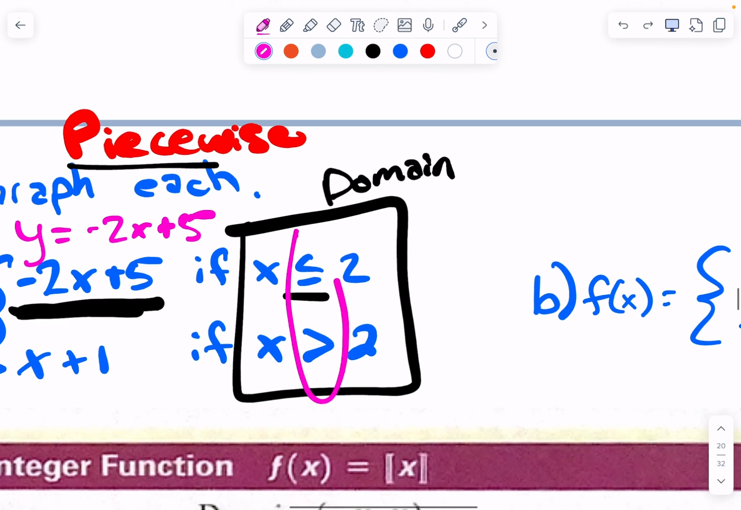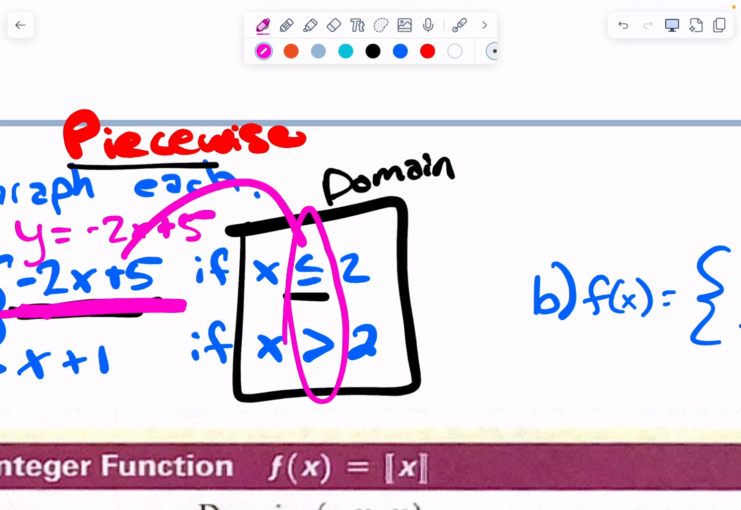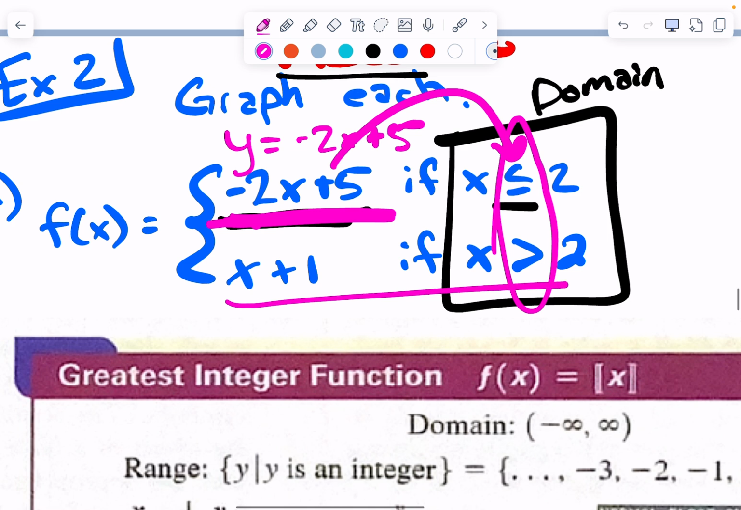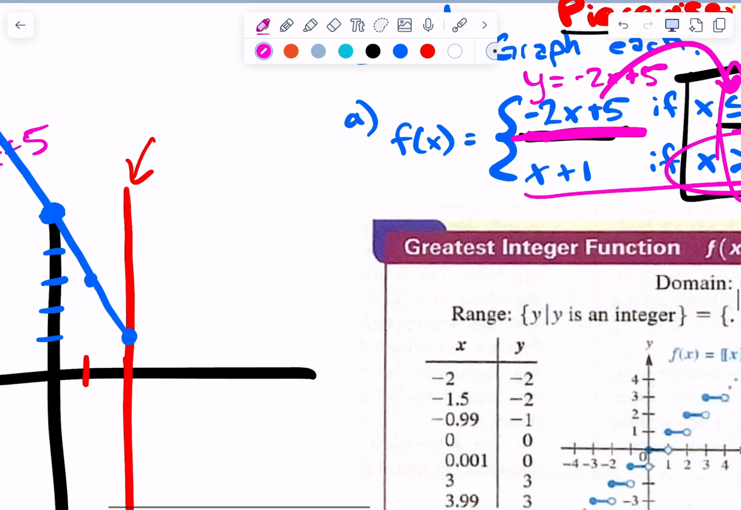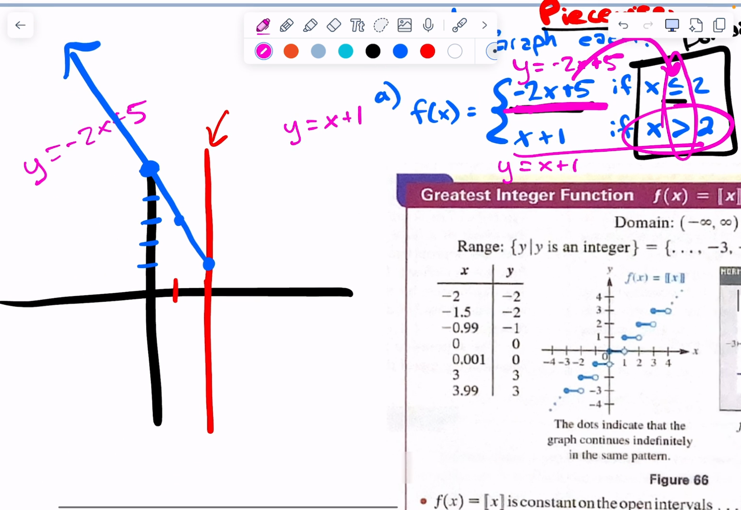Look at the difference between these two. This function is the one I graphed. Is he going to be a solid dot or an open dot? Solid, right? When I go to graph this one, he's going to be an open dot on that line, right? So on this half of the function, I'm graphing y equals x plus 1.